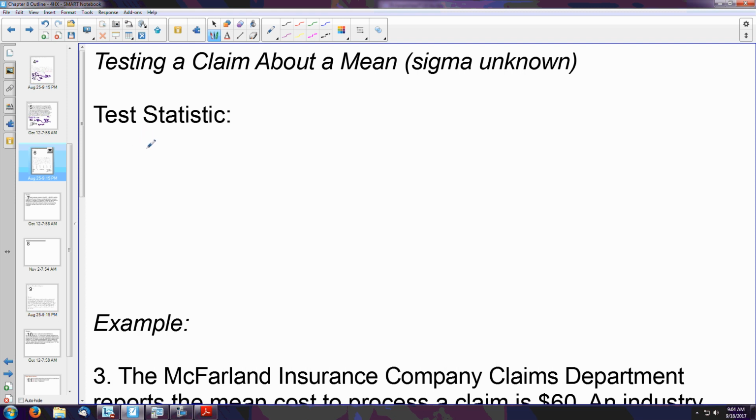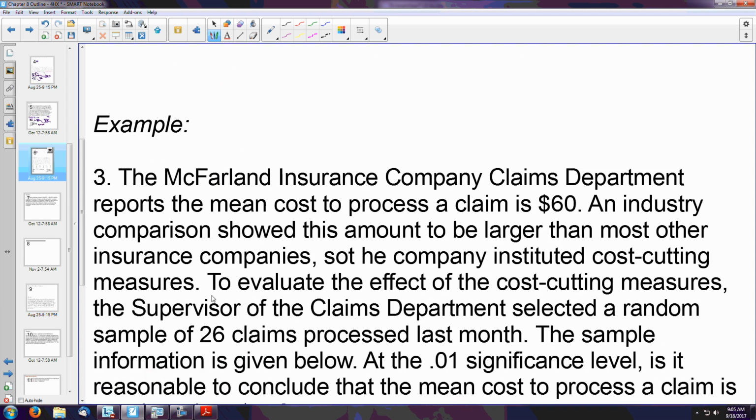When sigma is unknown, if you recall from confidence intervals, we use t instead of z. So our test statistic, in other words, our t-test, is equal to almost the same thing that we learned about when sigma was known. It's our sample mean minus our population mean divided by, this time, the standard deviation over the square root of n. Let's take a look at an example.